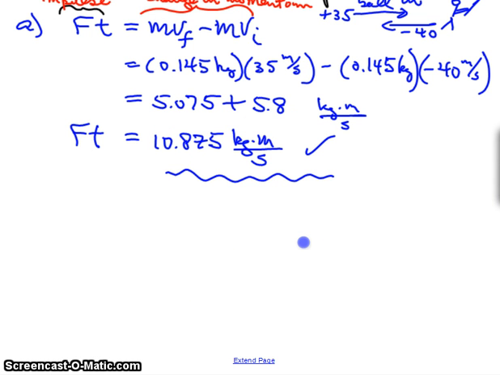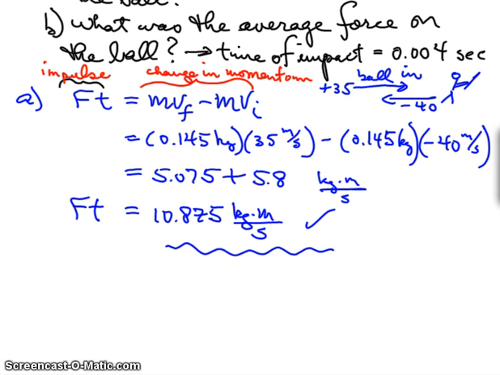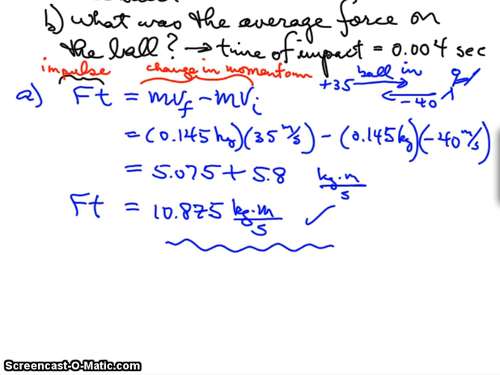Now we want to look at, we know the time it went. We want to find out the average force on the ball. You can see from this equation right here, F, we know the time, we can then solve for the force, and that's the strategy behind this. And I said up here, the time was 0.004 seconds, or 4 milliseconds. So let's do part B.